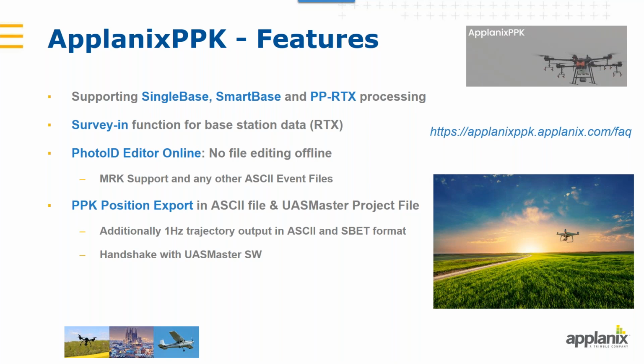We have a photo ID editor online tool, so you don't need to do any manual editing at home to get this photo ID file done. The web app will take care of it. So for instance, we're directly supporting the RMRK file from the DJI Phantom 4 RTK system, but any other ASCII event file will help. As long as you provide us an ASCII file that has the event time, so the time when the image was triggered, and a number, and the images, we're able to get this going for you.